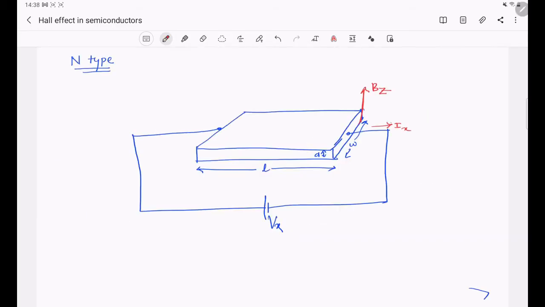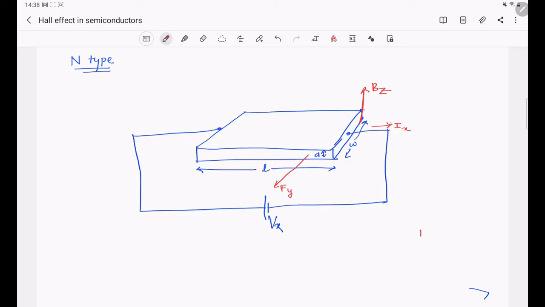Now, let us see. Suppose this is a block of N type semiconductor. Again, here we have connected the voltage supply Vx, due to which the current is moving in the x direction, and this is placed in a magnetic field which is directed towards the z direction. So, what will happen? According to Fleming's left hand rule, the force will be exerted towards this surface. So, here the force will be in this direction.